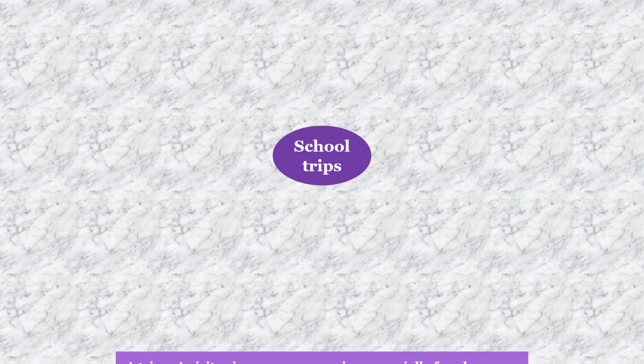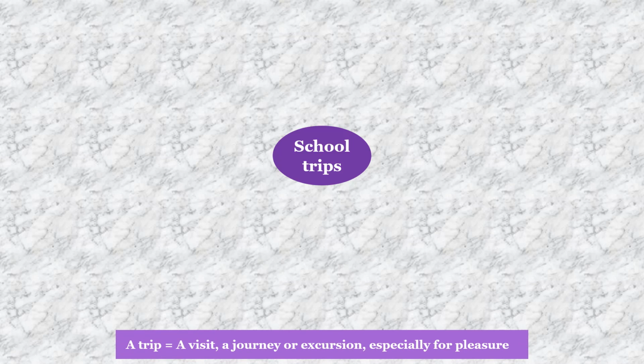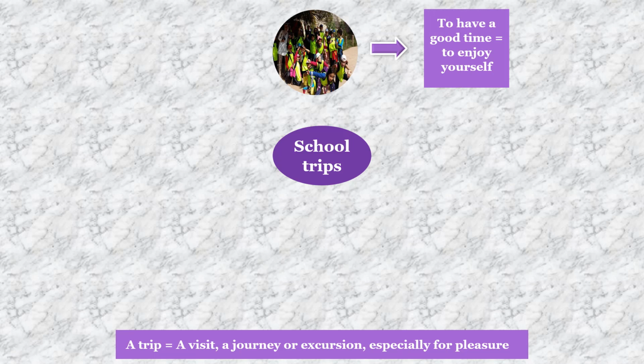So, next let's talk about school trips. What does a trip mean? A trip is a visit, a journey, or an excursion. You go to a place for a visit or to have fun. Like this, you go or you visit to have a good time or to enjoy yourself. But still, we have different types of trips.